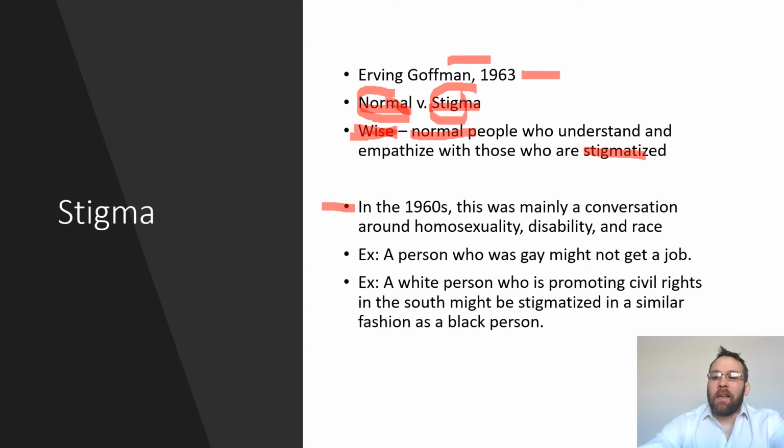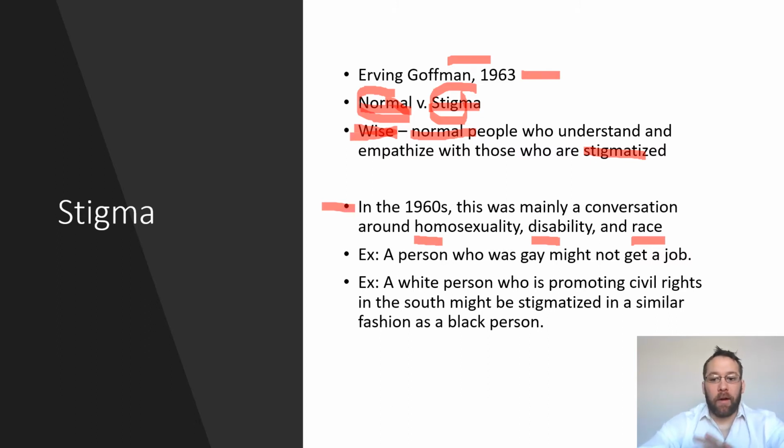In the 1960s, the stigma conversation that Goffman was set in involved a lot of conversations around homosexuality, disability, and race. These were the immutable characteristics that people were often being pushed out of, quote unquote, normal society for. These were the things that people were being stigmatized with. These characteristics were used to discriminate against people. So this is a lot of Goffman's early discussion in the 1960s with regard to how stigmatization was working.